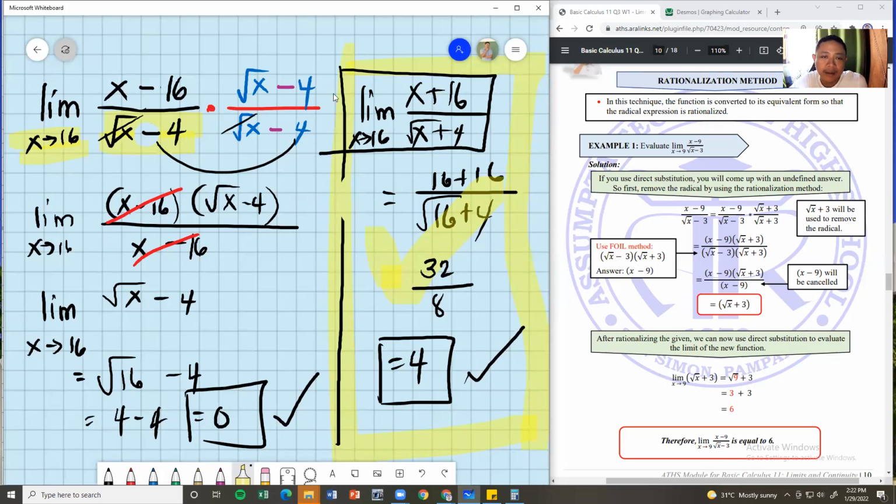Very good. So kapag hindi 0 in denominator, pwede kang direct substitution and you will end up with 4, just like what your classmates got, and that's correct. But if your answer in the denominator is undefined or is 0, then you can do the rationalization method. Can you follow? Very good. Okay, shall we continue or do you want another example?